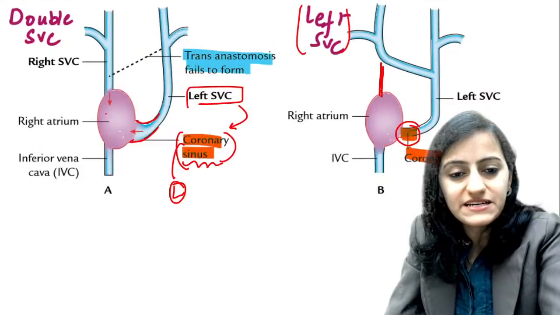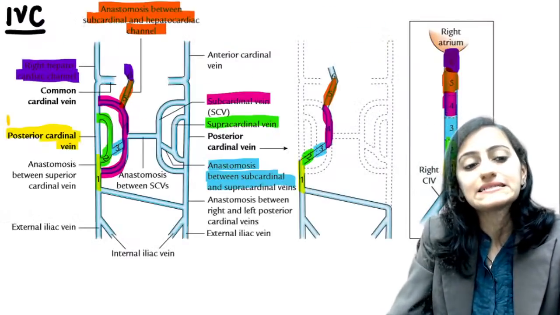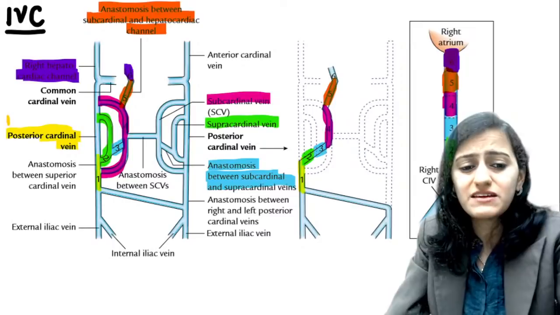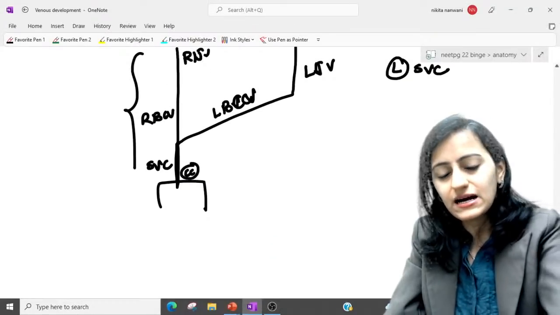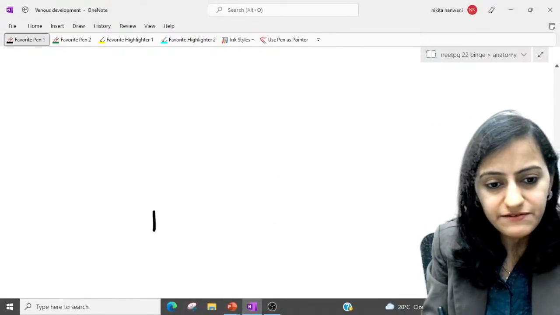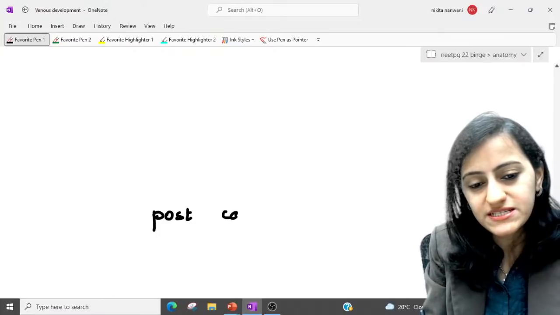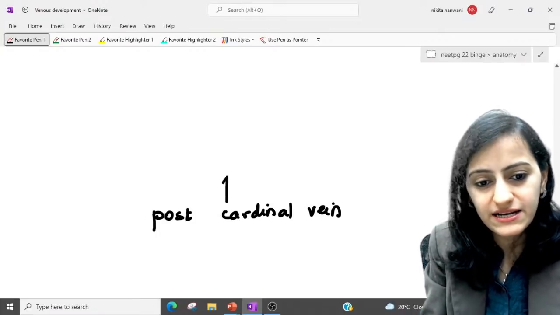Okay, SVC we have seen. And now coming to the most important, that is the IVC development. Okay, very, very important, the development of the IVC. Let's start from below and then let's go up. So starting from below, you have the posterior cardinal vein. Okay, you have the posterior cardinal vein.